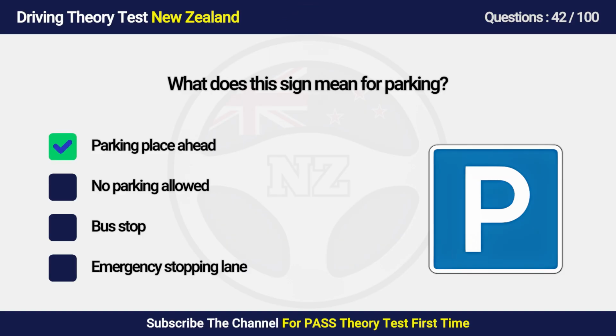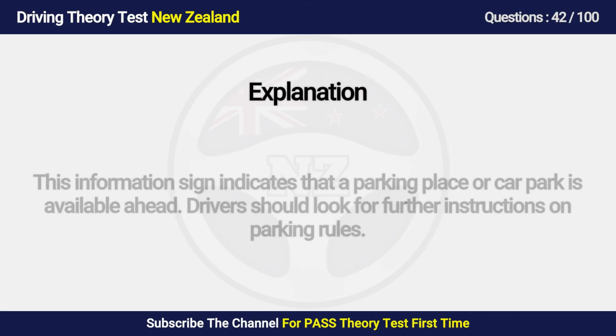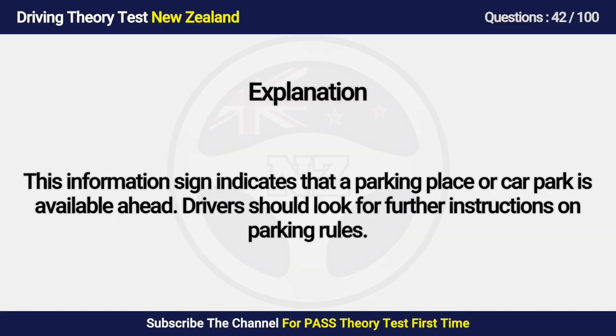Answer is A. Parking place ahead. This information sign indicates that a parking place or car park is available ahead. Drivers should look for further instructions on parking rules.